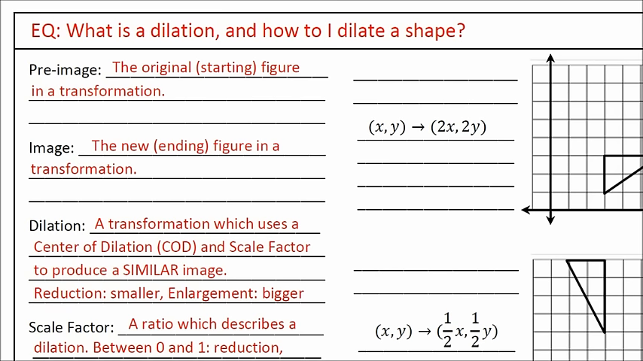So, first of all, let's clarify these definitions. The pre-image is the original or starting figure in a transformation. The image is the new or ending figure in a transformation.